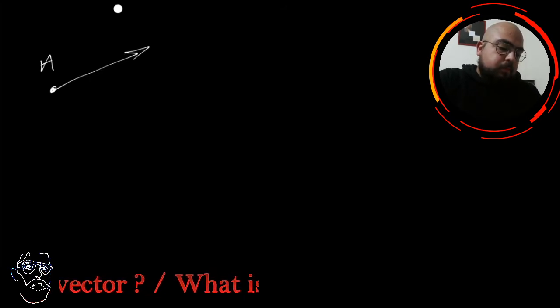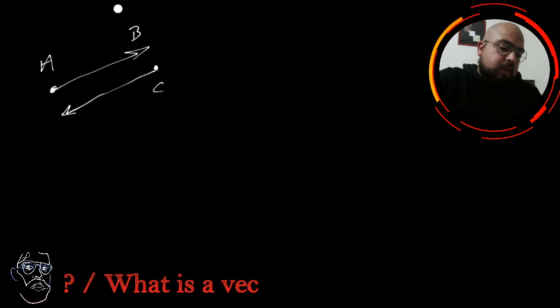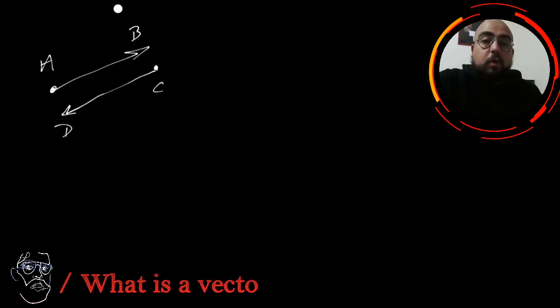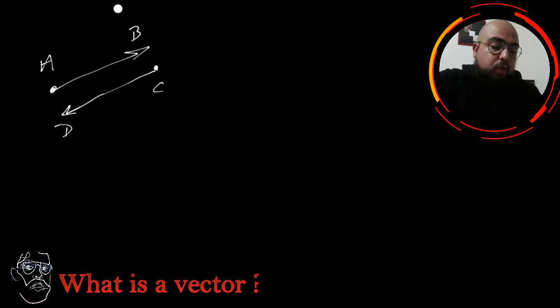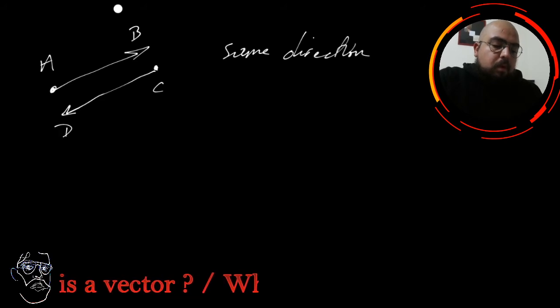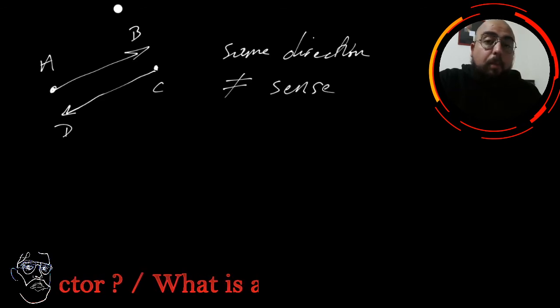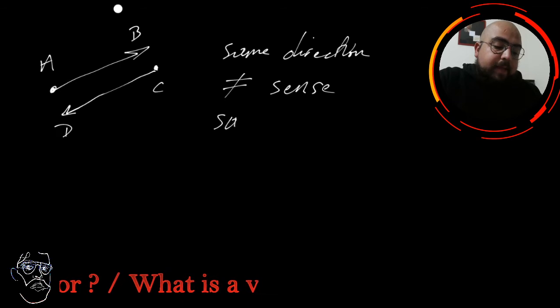The fourth case will be AB and your vector CD. In this case, we have opposite vectors. Why? They have same direction, different sense or different orientation, they are opposite, and same magnitude.